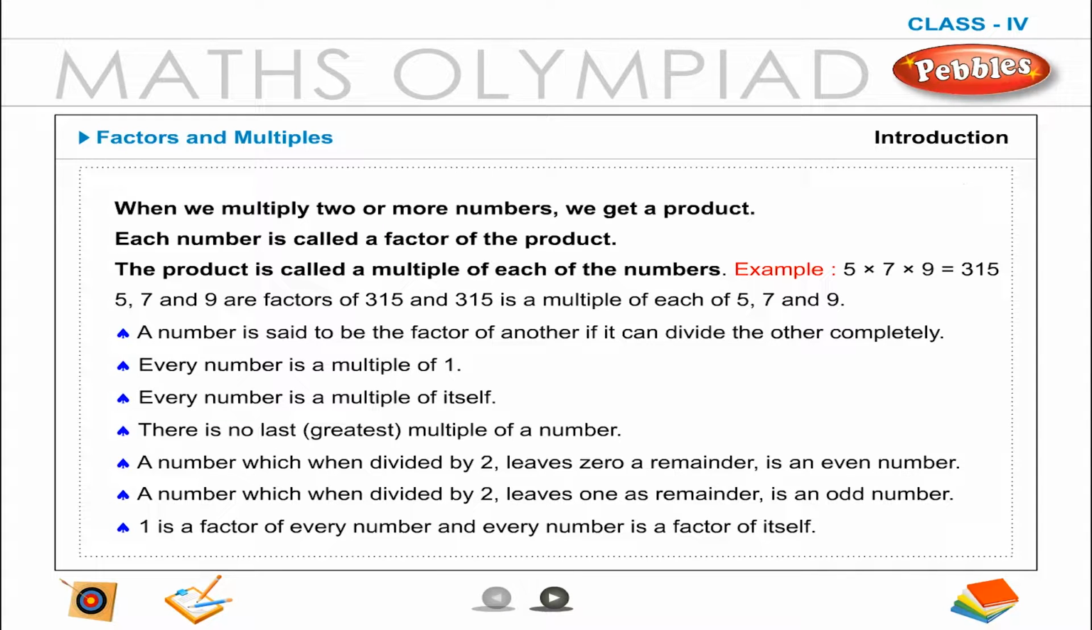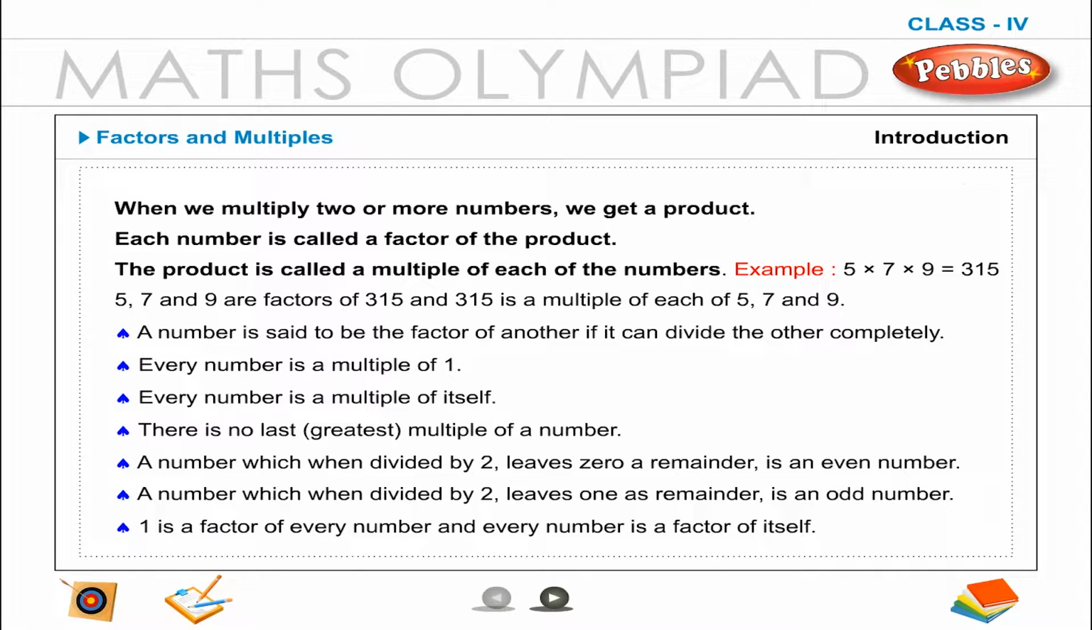Example, 5 into 7 into 9 is equal to 315. 5, 7 and 9 are factors of 315 and 315 is a multiple of each of 5, 7 and 9. A number is said to be the factor of another if it can divide the other completely. Every number is a multiple of 1. Every number is a multiple of itself. There is no last greatest multiple of a number.